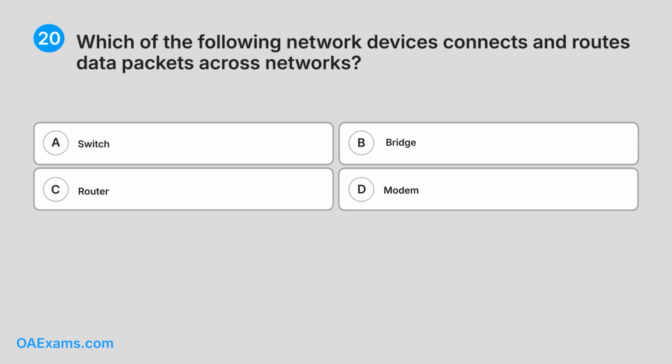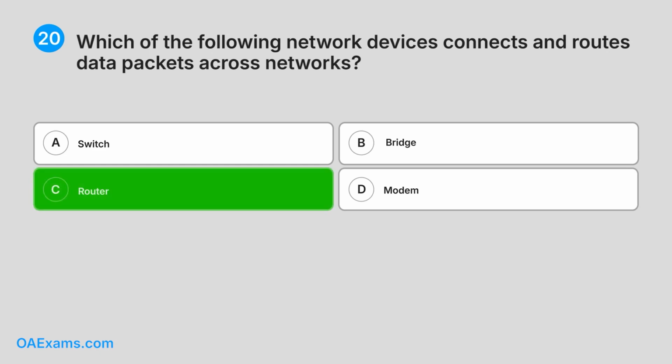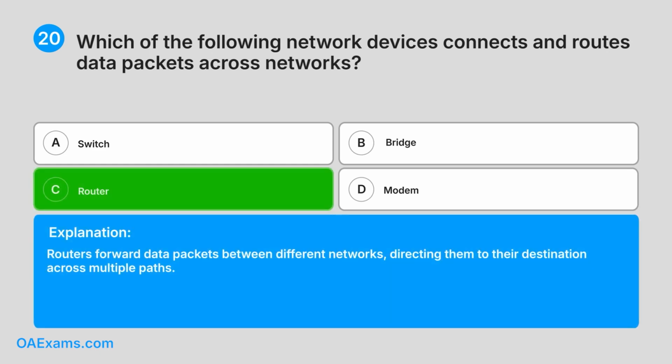Correct answer, C. Router. Explanation. Routers forward data packets between different networks, directing them to their destination across multiple paths.